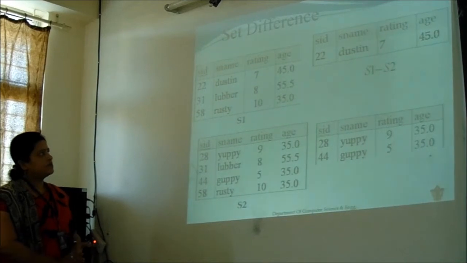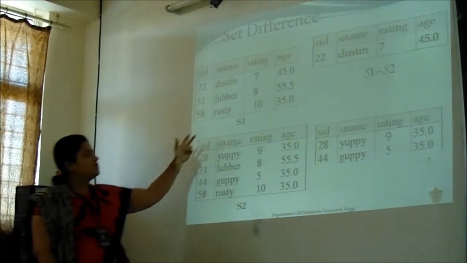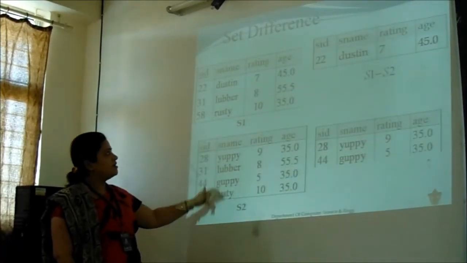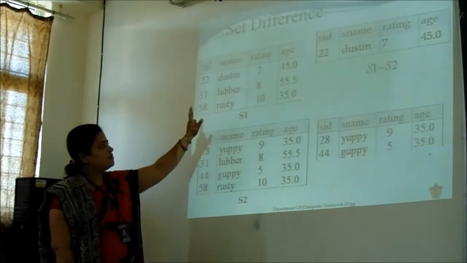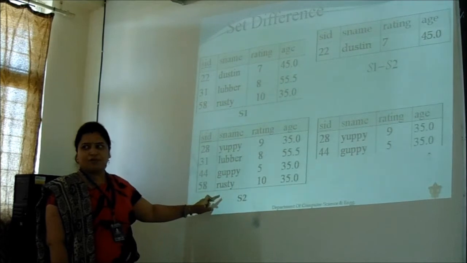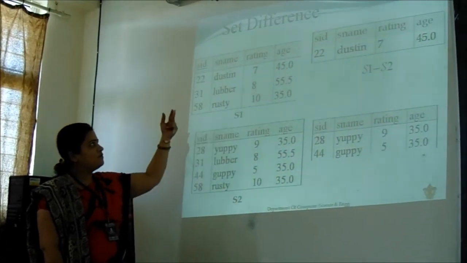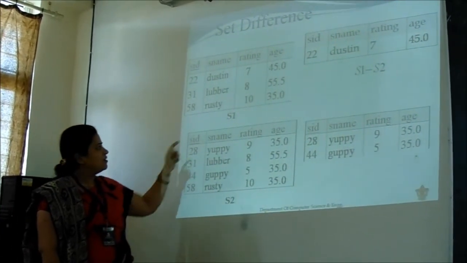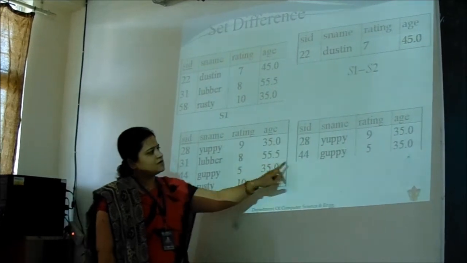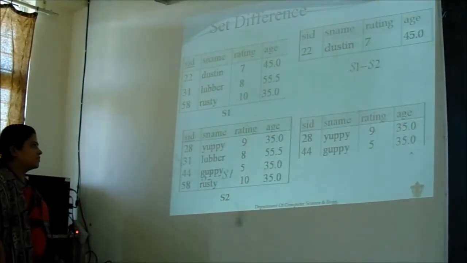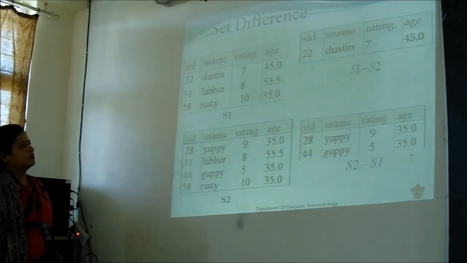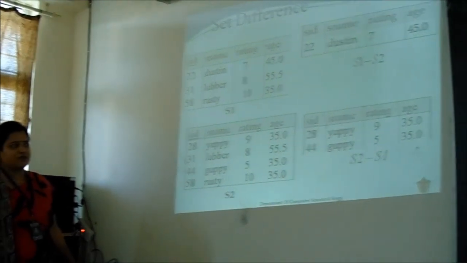Next is the set difference. For example, S1 is a database and S2 is a database. Again, we first check the compatibility, whether the number of fields of both the relations is the same or not. If these are the same, we are able to perform the set difference. S1 minus S2, the result is this. Second is an example of S2 minus S1.